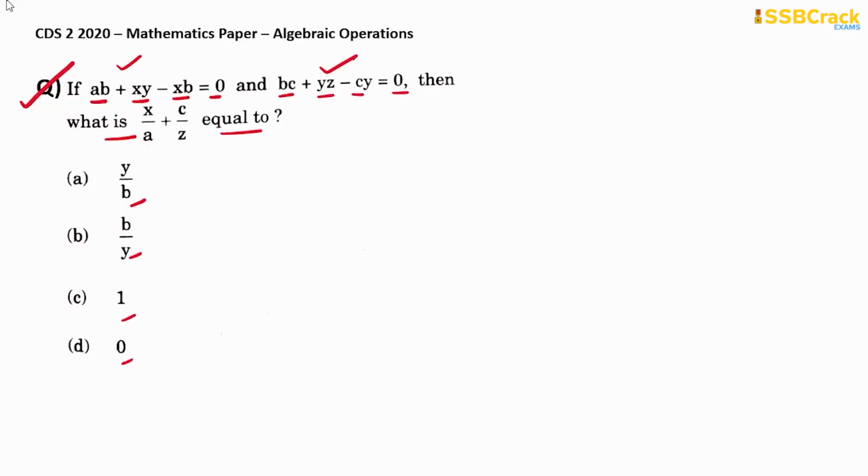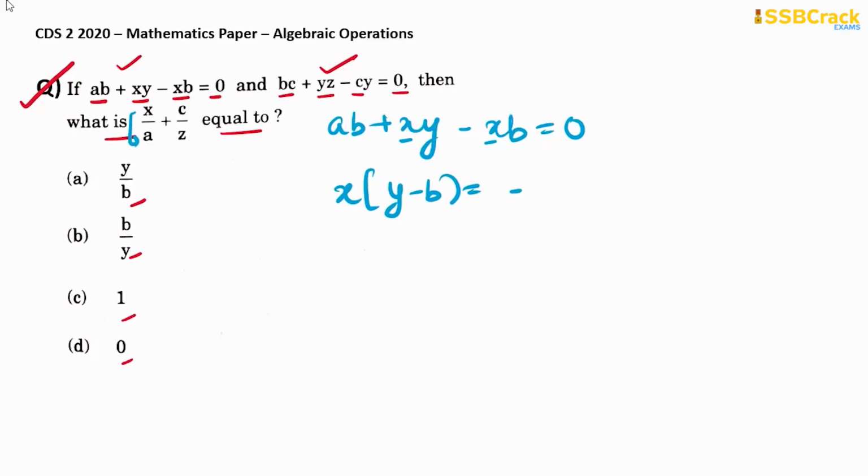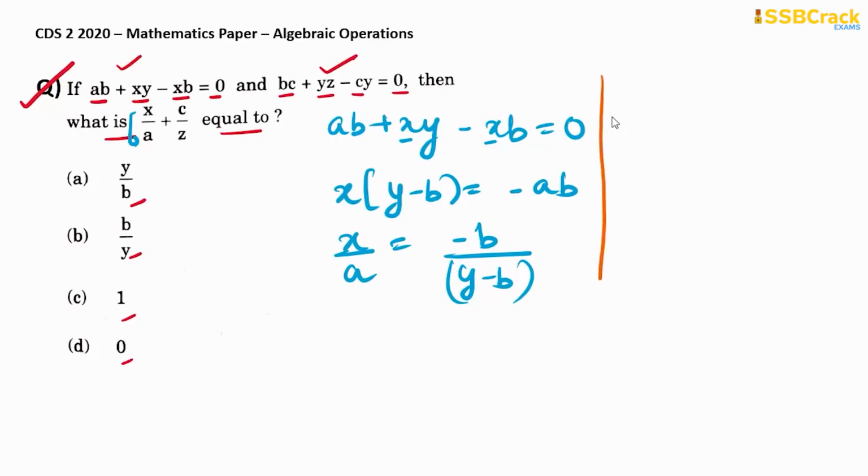So here the first equation is AB plus XY minus XB is equal to 0. Now we have to find the value of X by A. So here we will take X common. X into Y minus B is equal to minus AB. So it will be X by A equals minus B upon Y minus B. Similarly, we can solve equation 2 to find the value of C by Z.